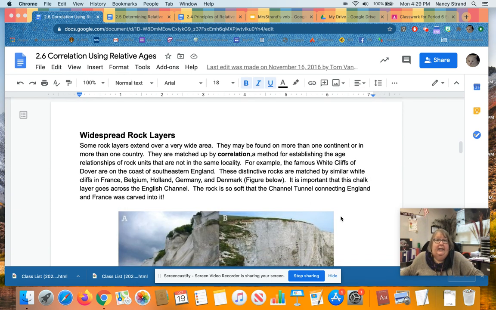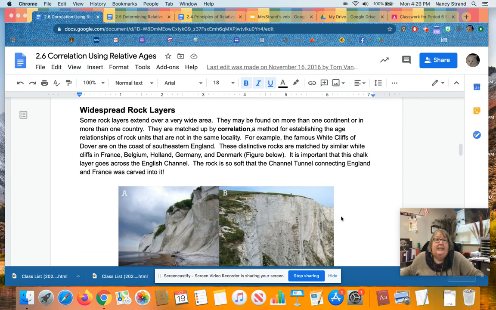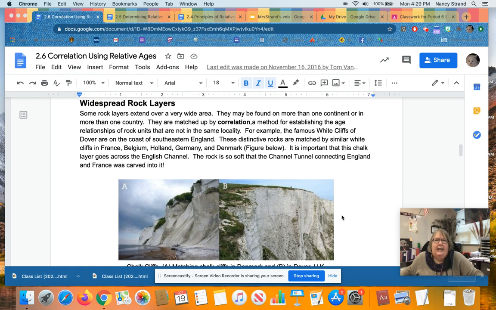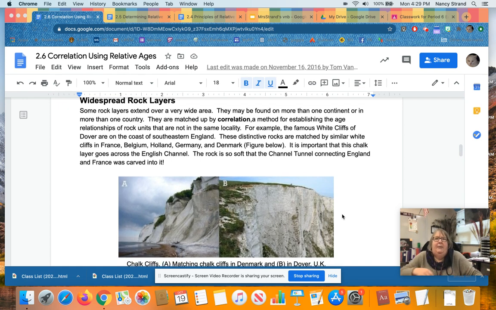Widespread rock layers. Some rock layers extend over very wide areas. These may be found on more than one continent or even in more than one country. They are matched up by correlation. Correlation is a method for establishing the age relationships of rock units that are not in the same locality. They're not in the same place.